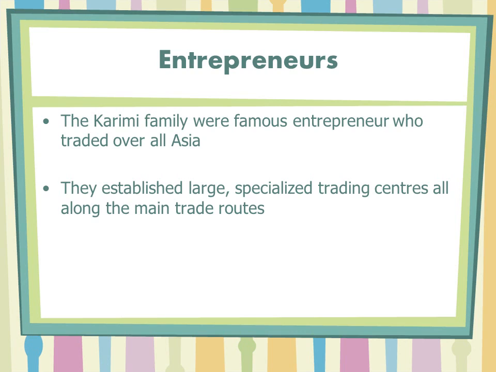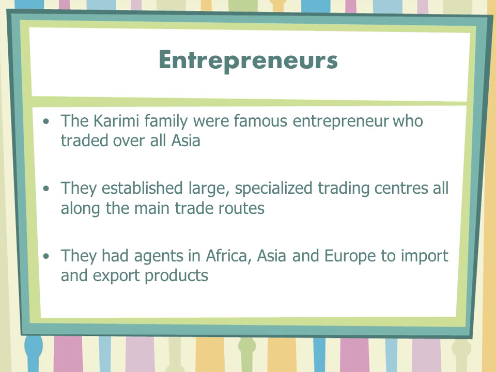They prepared their children for their profession by sending them to other countries to learn about those markets. They had agents in Africa, Asia, and Europe to import and export different products. The Karami family established large specialized trading centers. The main ones were in the big cities of Egypt and Yemen, as well as in Mecca, Medina, and Jeddah also.